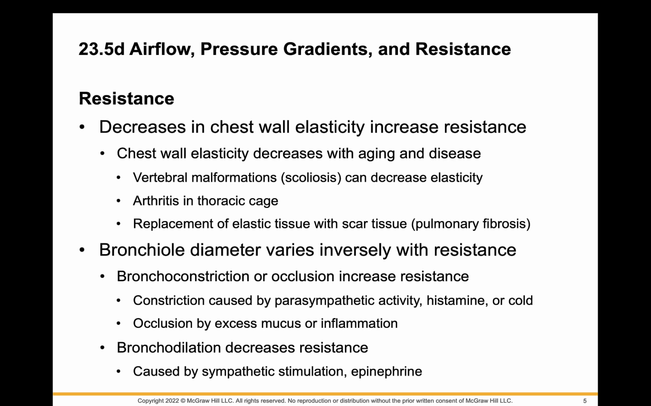Now, as we get older, chest wall elasticity decreases with aging and disease. There could be some other factors that actually also contribute to this. An example could be a vertebral malformation such as scoliosis. This may have an impact by decreasing elasticity. As we get older, there could be arthritis within the thoracic cage itself, or we might see replacement of elastic tissue with scar tissue, and this is something that occurs with pulmonary fibrosis.